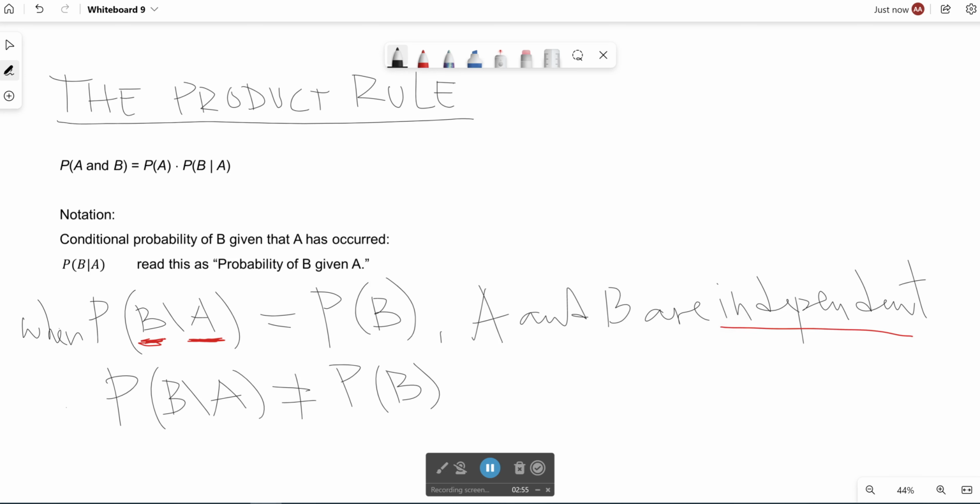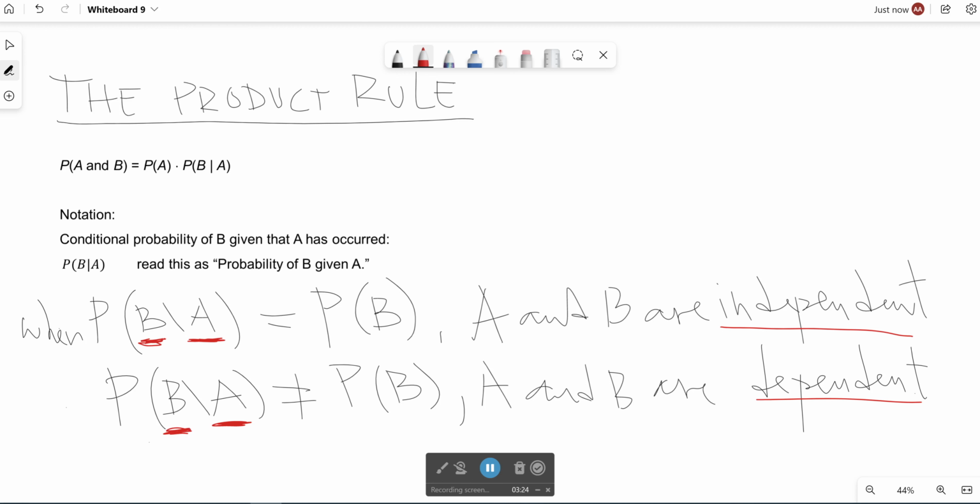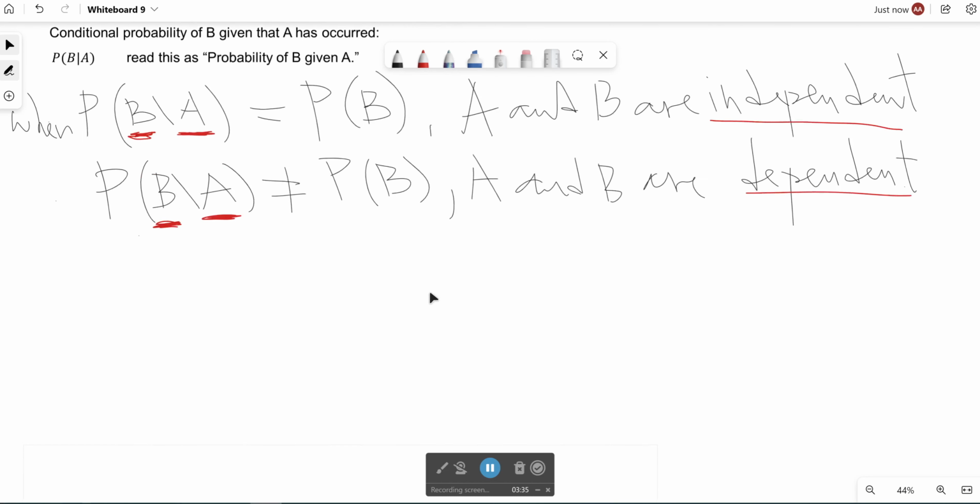The reverse scenario is when the two probabilities are different. In that case, the two events are said to be dependent. And again, what that means is knowing that extra piece of information did affect the probability that B occurs, the probability of the occurrence of the event B. So let's go over an example to really make sure we're okay with this idea.